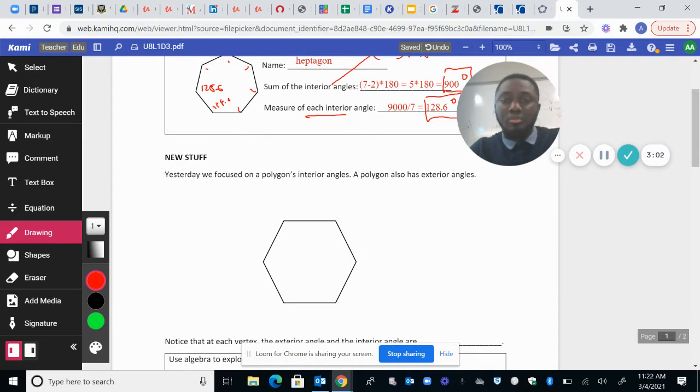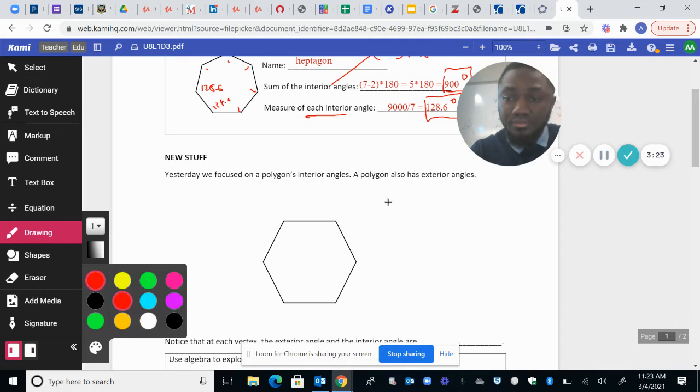So last time, yesterday, we only worked on the interior angles, so today we're also going to see that a polygon has exterior angles. If there's an interior, there must definitely be an exterior, and this is how it works.